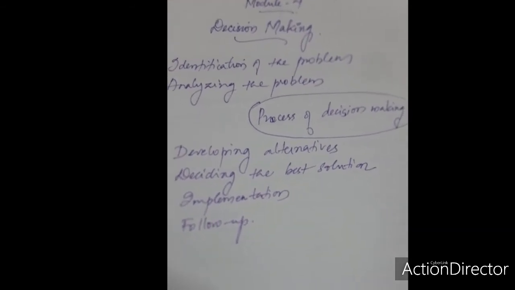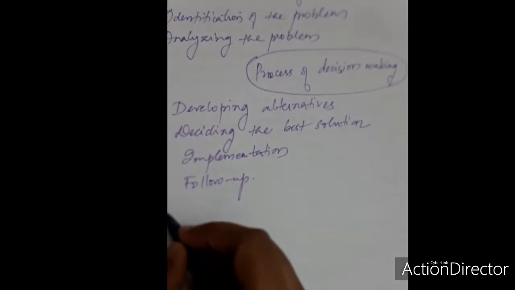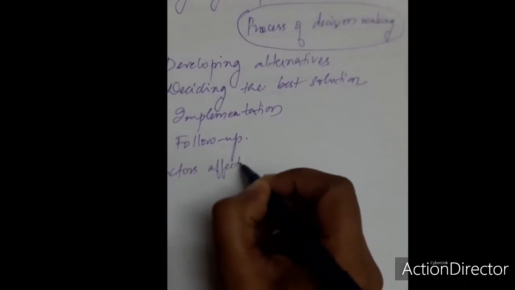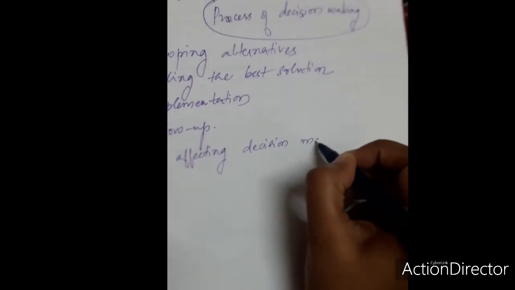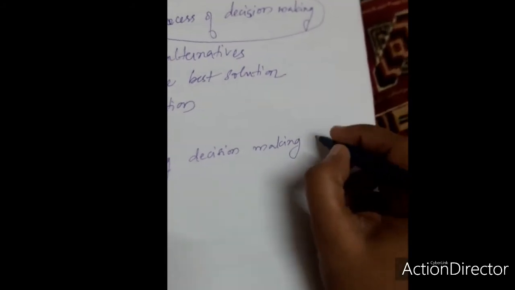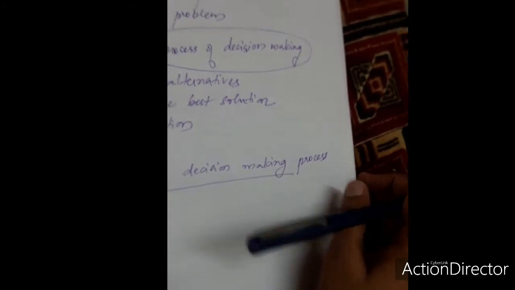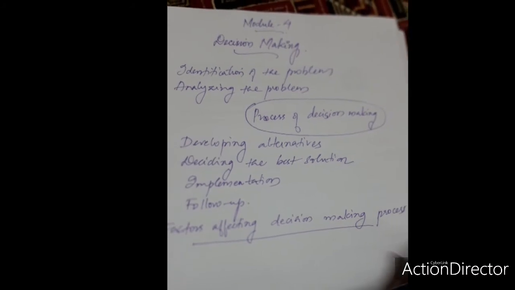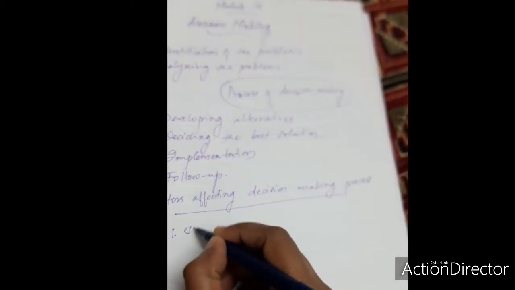Now we're going to learn the factors affecting the decision making process. Okay. So for a decision making process, there are several factors which affect the decision making process. Firstly, we'll talk about the decision situation.